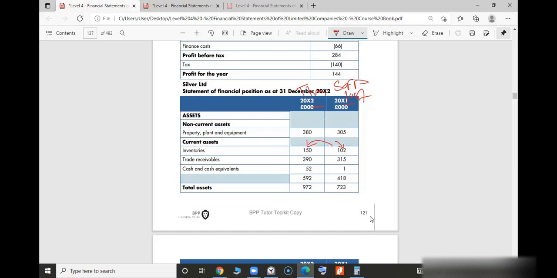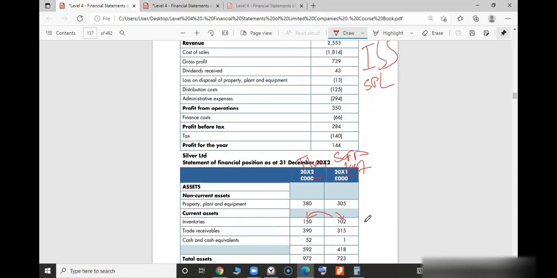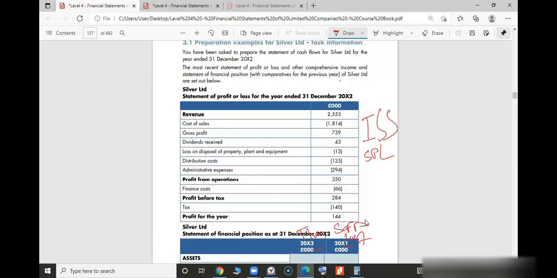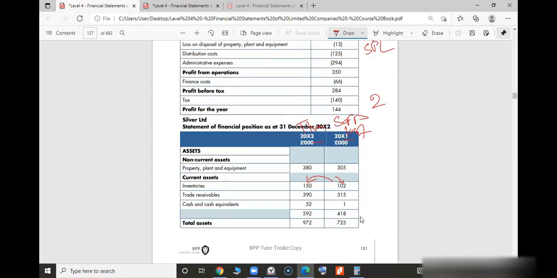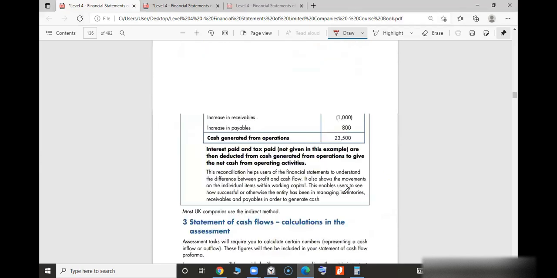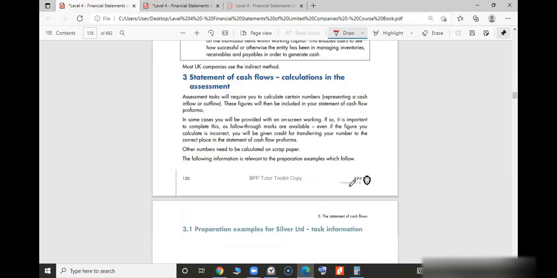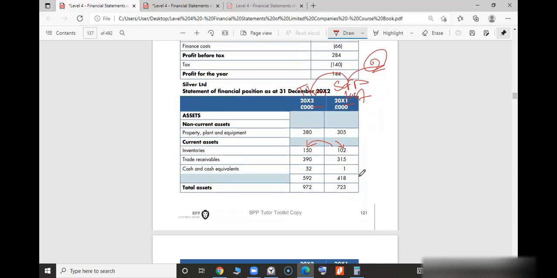2 balance sheets, 1 income statement. Am I understood? I repeat, in the exam, you will be given 1 SPL and 2 SOFP. Using these 2 pieces of information, you need to prepare your cash flow statement. Similarly, you can get the information regarding receivables.